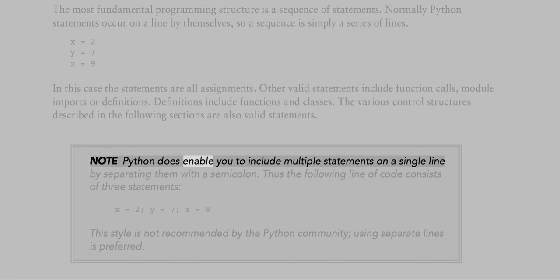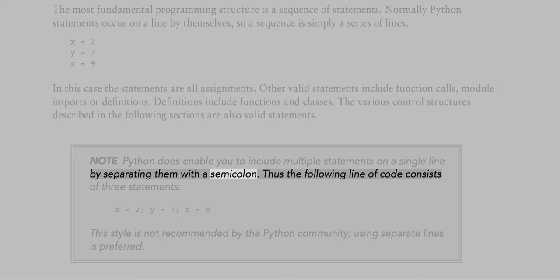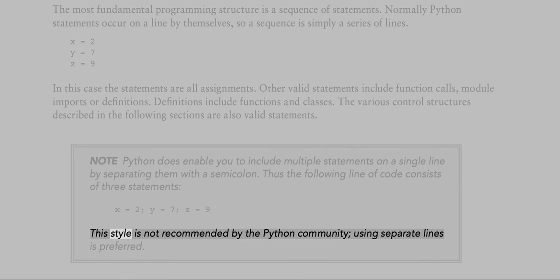Note: Python does enable you to include multiple statements on a single line by separating them with a semicolon. Thus the following line of code consists of 3 statements: x = 2; y = 7; z = 9. This style is not recommended by the Python community, using separate lines is preferred.